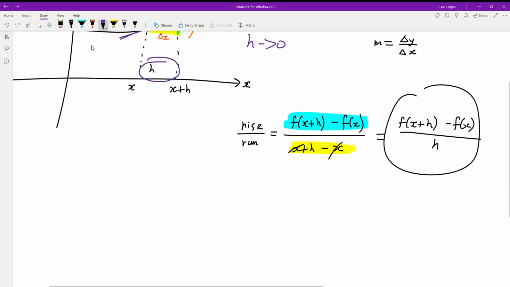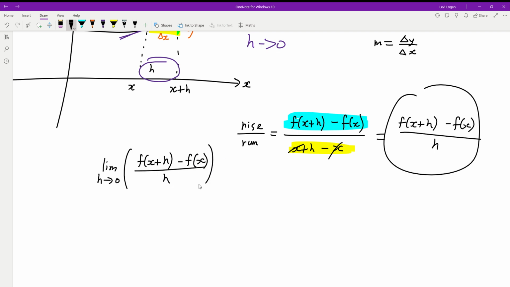Okay? So all we're going to do is apply a limit. And now the way we'd write this is we write lim, and what we're applying the limit to. So h is going to go to 0 of this expression here. f of x plus h minus f of x, divided by h. And this is the expression of the derivative. This is what we call f dash. So f dash represents our gradient function.